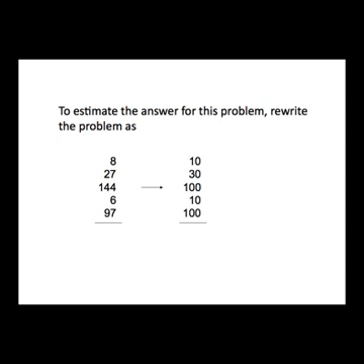144 rounds down to 100 because it's under 150. 6 will round to 10 because it's over 5. 97 rounds to 100 because it's over 50. Add it all up, and we come pretty close to our 282 with an answer of 250.